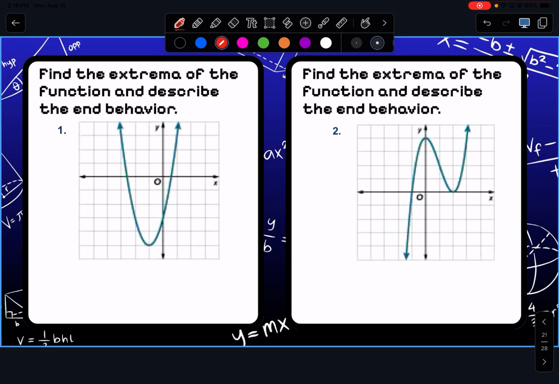Okay? All right, we're going to do 3 checks here. We're going to find the extrema of this graph. Okay, so find the extrema of the function. We're going to do 3 of them. So these are the first 2. You don't need to sketch all these. No, I'm not going to make you sketch all of them. But we want to find the extrema and then also describe the end behavior. So you need to describe the mins and the maxes, and then the left end and right end.